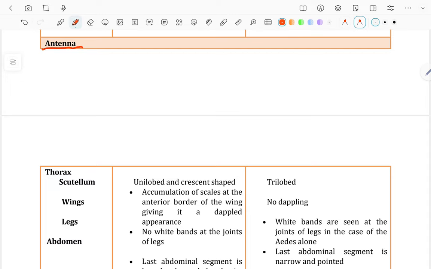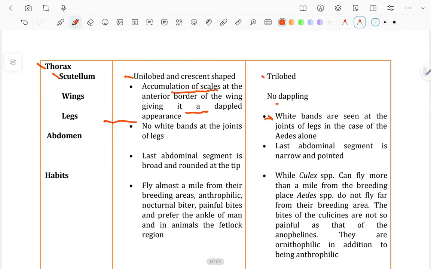Antenna, thorax, scutellum, unilobed and crescent shaped, जबकि इसमें ट्राइलोब्ड. Wings के accumulation of scales at the anterior border of the wing give it a dappled appearance. No dappling. Leg. No white band at the joint of leg. White bands are seen at the joint of leg in the case of the Aedes alone.